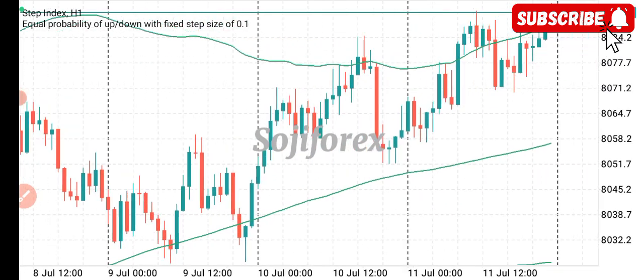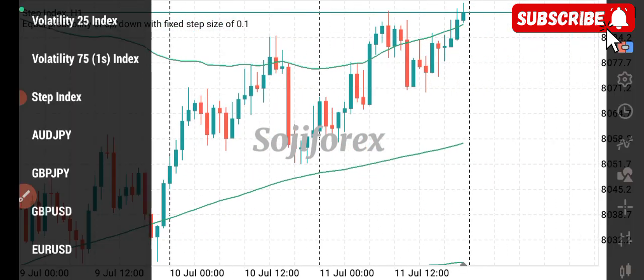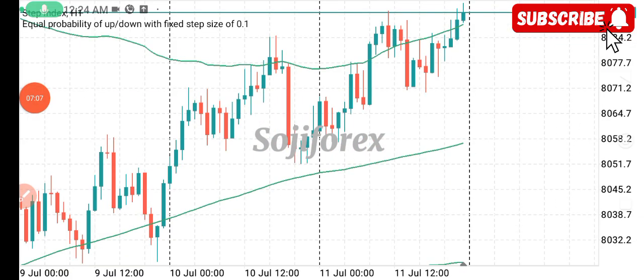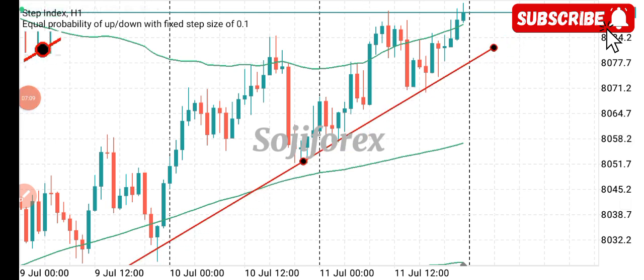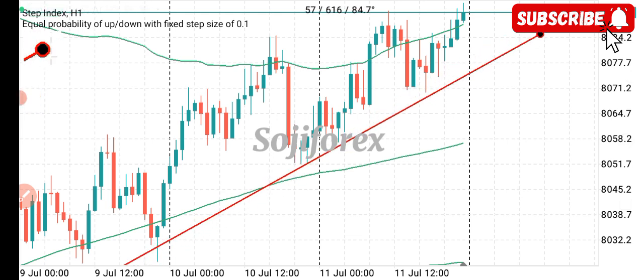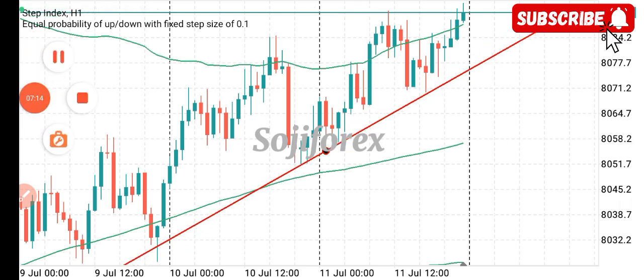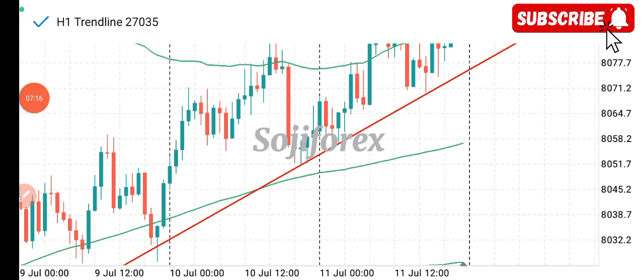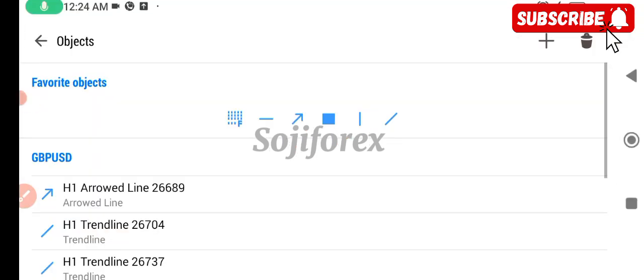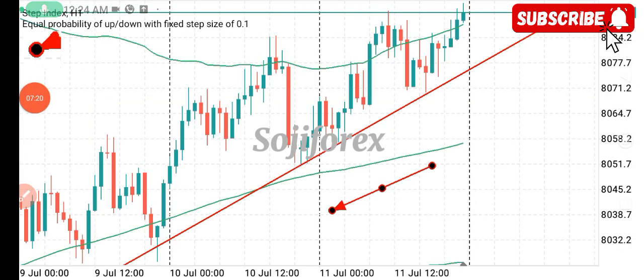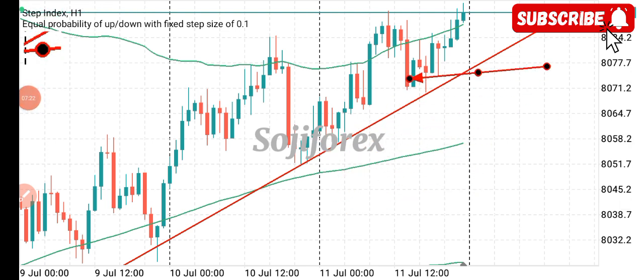Now this is a step index and this is 1 hour time frame. Price is bullish. We are in an uptrend. We just open the chart now and we want to find an entry for our trade. So what do I do? This is the current price condition.